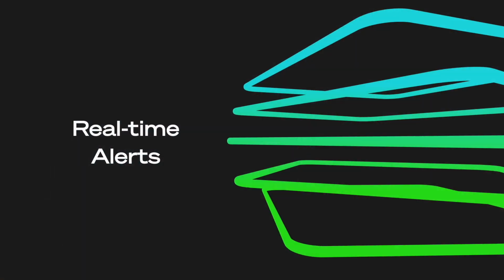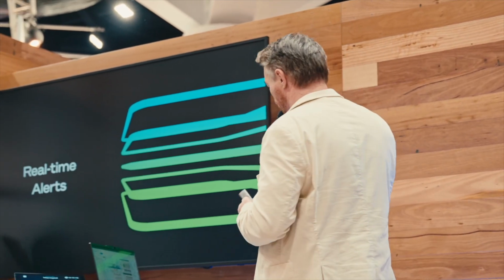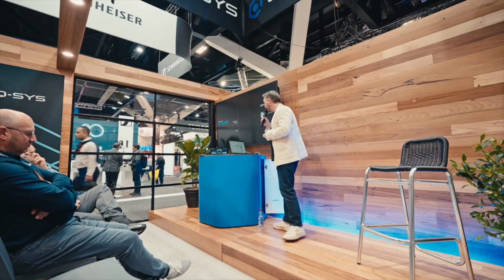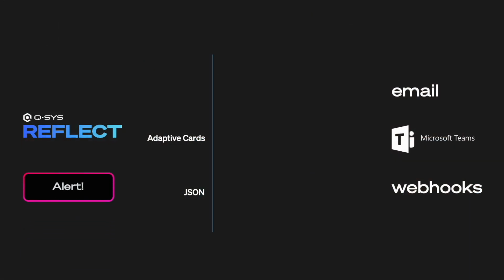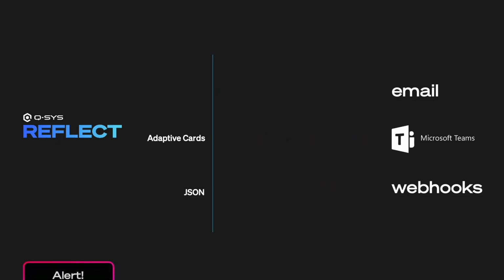So let's talk about real-time alerting. Obviously if you're doing managed services, or if you're looking after your own systems, you need to be alerted when something goes wrong. Q-SYS has a few different ways of doing this, and I'm going to go through the pros and cons of each of these ways. Basically an alert will come in from a system, and then Q-SYS can send out alerts in a few different ways.